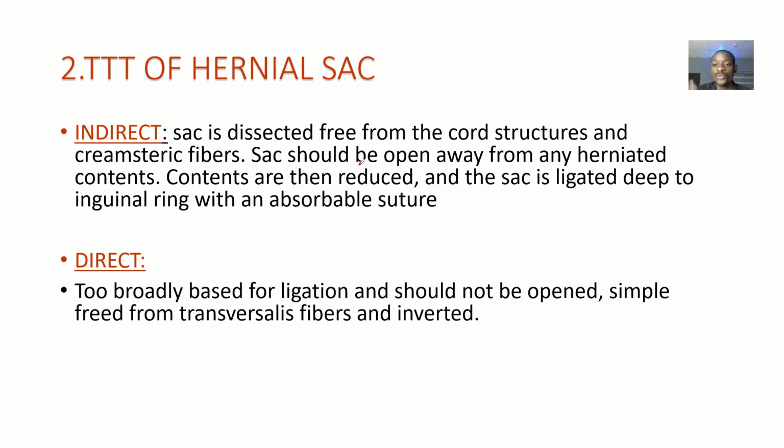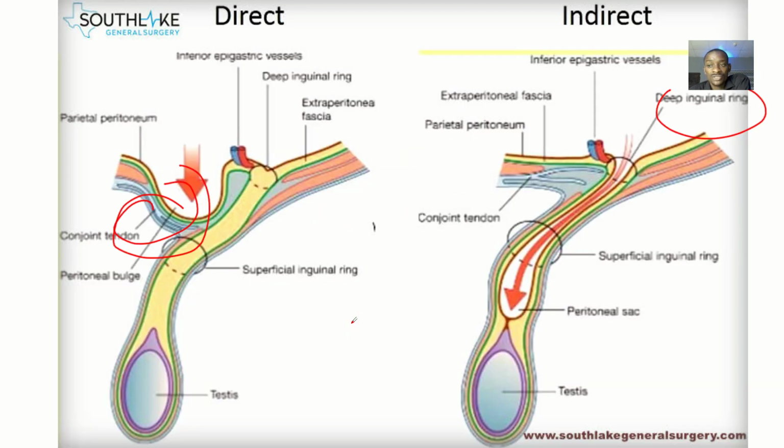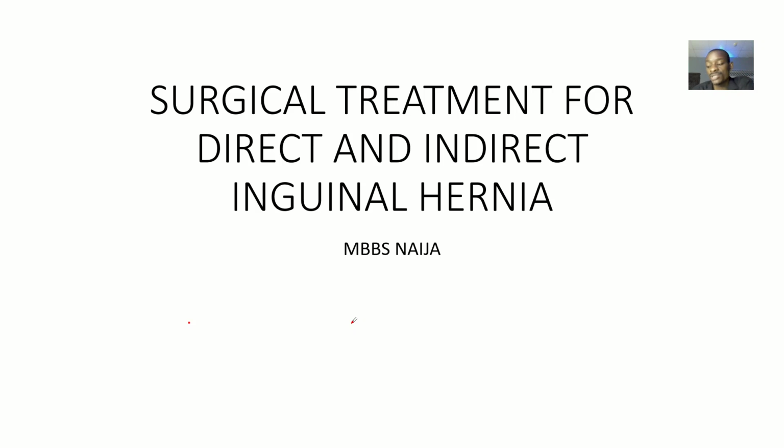Now the sac should be opened away from the hernia contents. Contents are then reduced and the sac is ligated deep to the inguinal ring with an absorbable suture. All right. Then for the direct now. The sac is based for ligation and should not be opened. It should simply be free from the transversalis fibers and inverted. So that's just like instructions for the surgery. So these are basically the surgical treatments that could be done for direct and indirect inguinal hernia. All right.